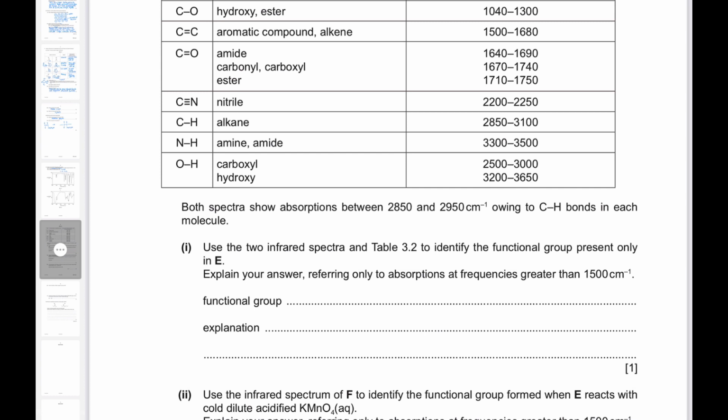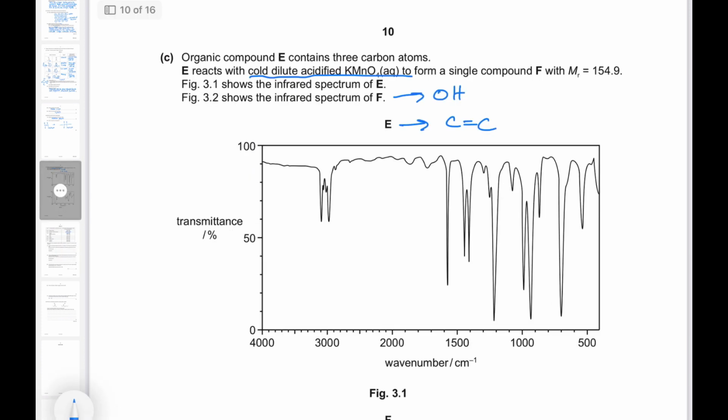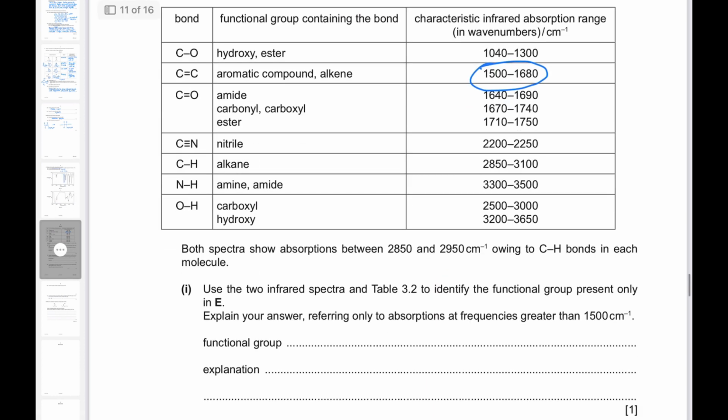So we already know that E has a carbon-carbon double bond, and looking at this table over here, that would provide absorption between this range. And let's try to find that, which you can see over here, this peak falls in that range. So that's what we can mention in our first answer.